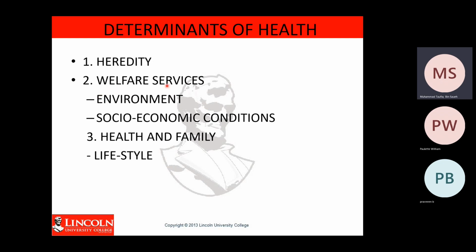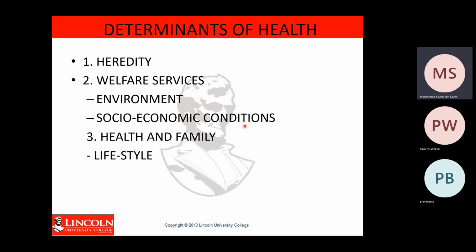The welfare services, the environment you live in. Is there any hospital? Do you have any medical access? So that is environment. And then socio-economic condition. How wealthy are you? Sometimes the environment is very healthy, but you don't have the wealth to spend on medical and health care. So it will become a constraint for you to have a very healthy lifestyle.